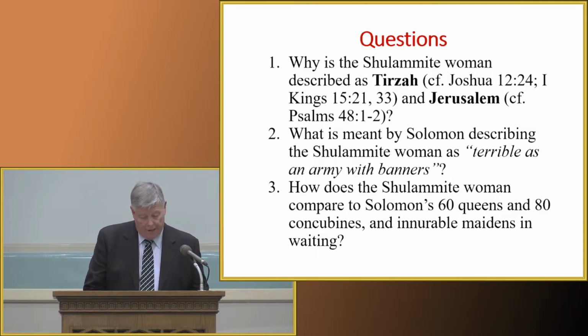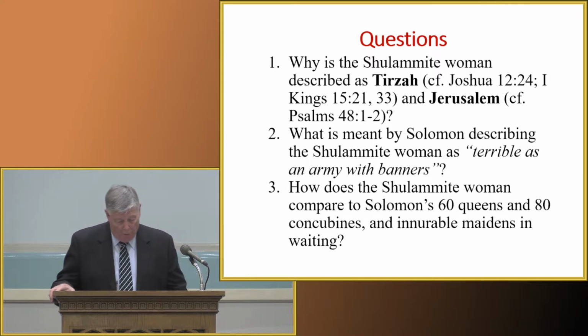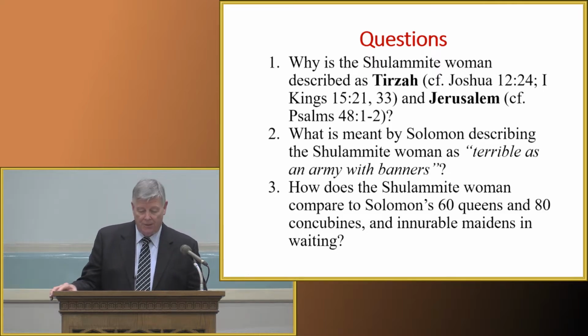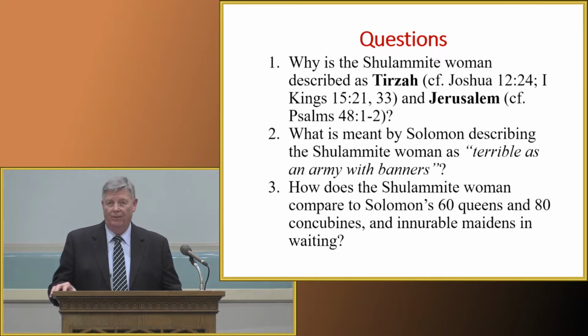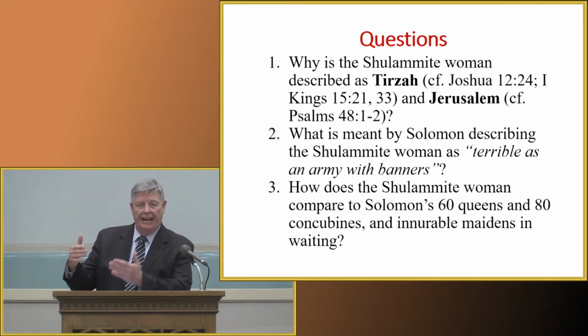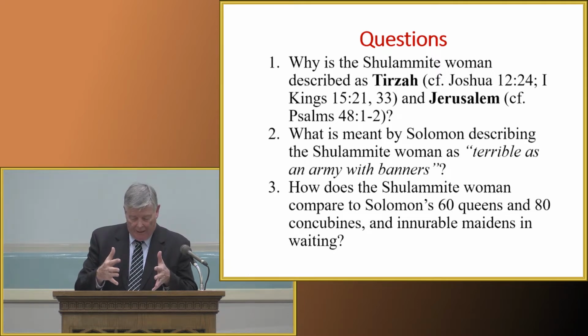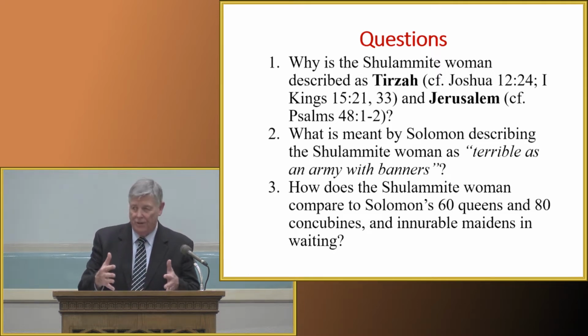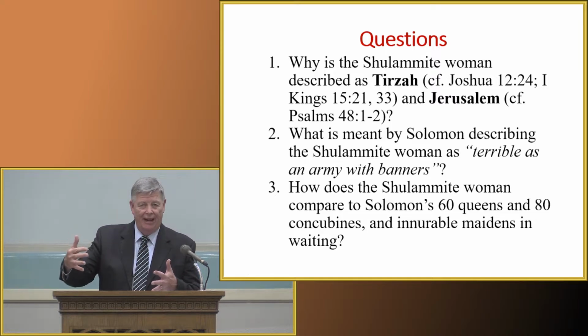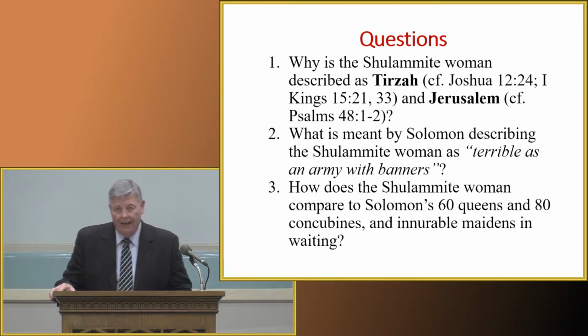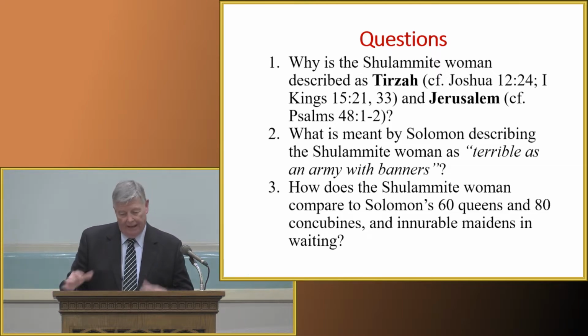But we got down to question number 3: how does the Shulamite woman compare to Solomon's 60 queens and 80 concubines and innumerable maidens? So you've got a 60 and 80, and then you've got a bigger number: queens and concubines and maidens who are kind of maidens in waiting to get to the right age, ready to be brought into Solomon's connection of the women that would be a queen or a concubine.